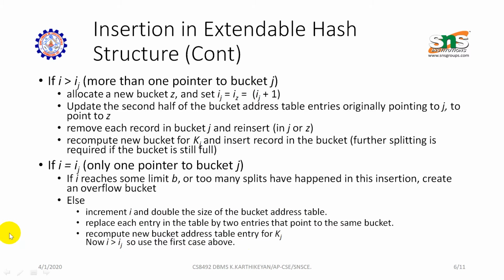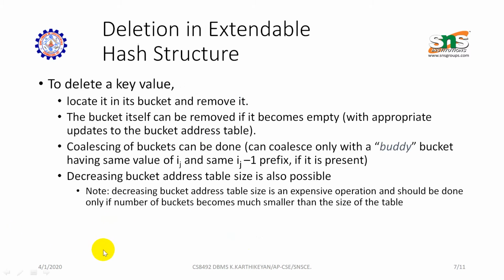Next, deletion: delete the value from the bucket, and the bucket itself can be removed if it becomes empty, with the bucket address table updated. Coalescing of buckets can be done: a bucket can coalesce only with a buddy bucket having the same value of i_j and the same i_j minus 1 prefix, if it is present. Decreasing the bucket address table size is also possible. Note that it is an expensive operation, so it should be done only if the number of buckets becomes much smaller than the size of the table.